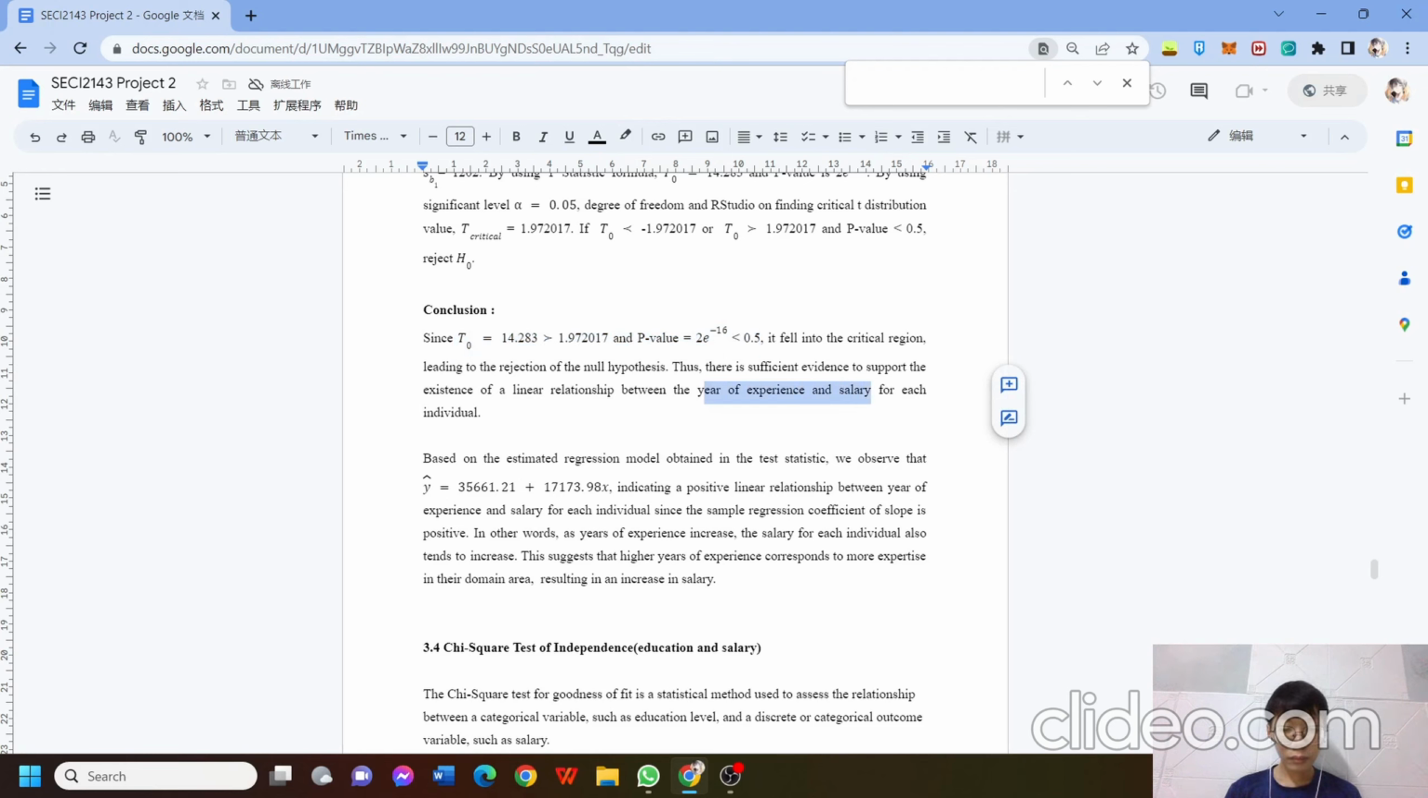Because it is a positive linear relationship due to the positive gradient. Okay, that's all from me.